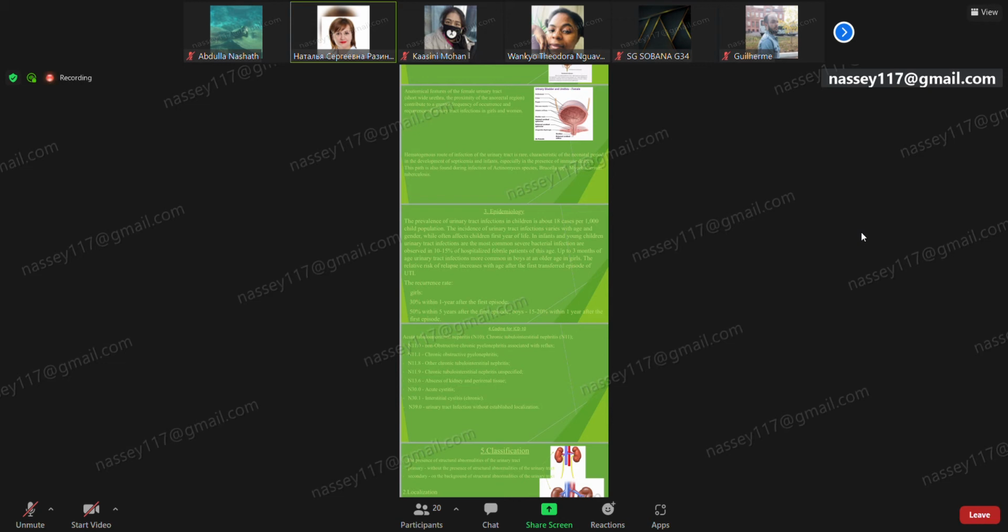The recurrence rate in girls is 30% within 5 years after the first episode. Boys, 15 to 20% within the first year after the first episode.